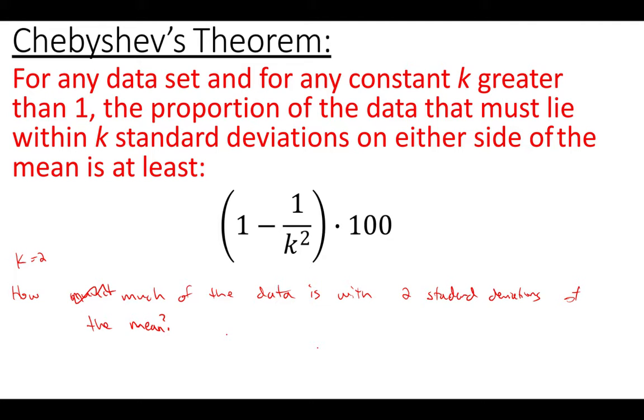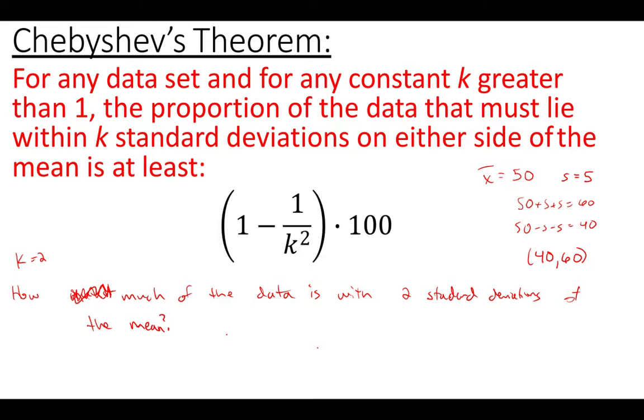Now what I mean by that is, let's say our mean is 50, okay, and our standard deviation is 5. So how much of the data was within 2 standard deviations of the mean? What I mean by that is, if we were to take the standard deviation and add it twice, plus 5, that gives me 60. And if I were to subtract it twice, minus 5, I would get 40. So this interval 40 to 60 would be within 2 standard deviations of the mean. So how much of the data would we expect to be in that interval?